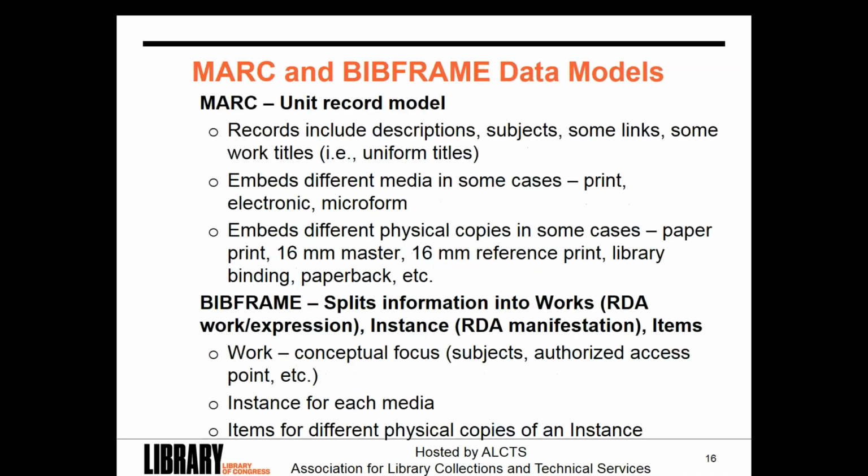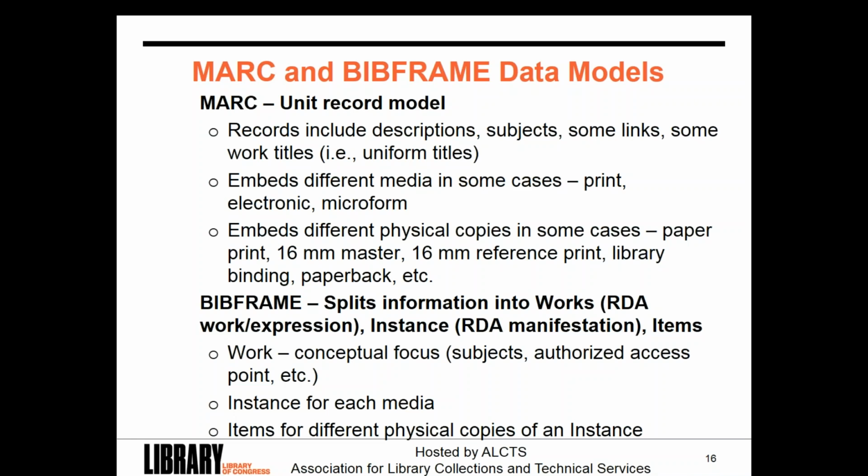So the issues. One issue is the data models. As you know, the MARC data model is a unit record. We have everything in one record, essentially. The subjects, the descriptions, the ICD areas, a number of links, work titles, even the uniform title is in the bibliographic record. And we embed different media also in that same record. We will do a record for the print, and then we will add a little information that says we've also got electronic, and more information that says we've got a microform. We sometimes embed different physical media that copy information in that same record.